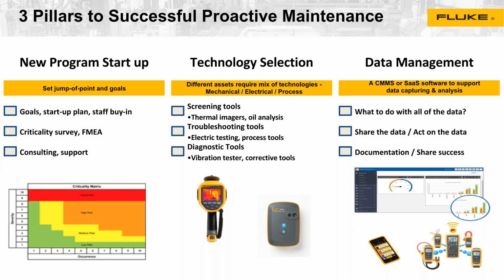So start a small program, have some buy-in, use either some service or some report, and select the right technology, the right tool for you. If you think that vibration is the right tool because you have a lot of mechanical equipment, then go with that. But definitely select the right tool. Then collect all the data, review the data, and share the data. I think that goes a long way in documenting your success. And I think that often the buy-in from leadership will come from good documentation of success.